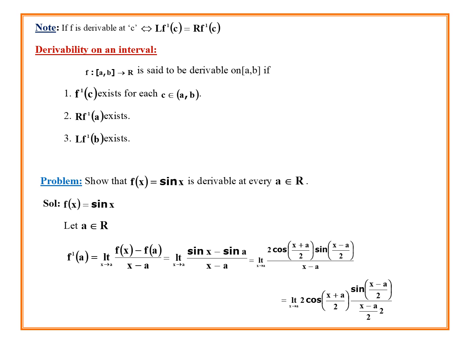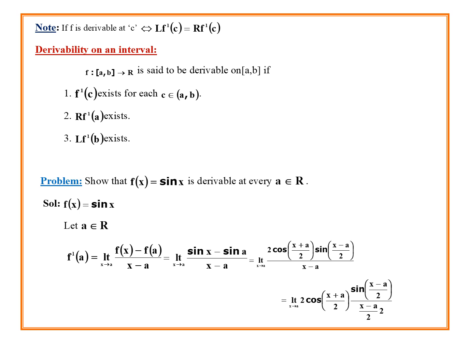Then we are going to discuss the problems on derivability. First problem: show that f(x) is equal to sin x is derivable at every a belonging to R. Now the solution: the given function is f(x) equal to sin x. Let a belong to R.